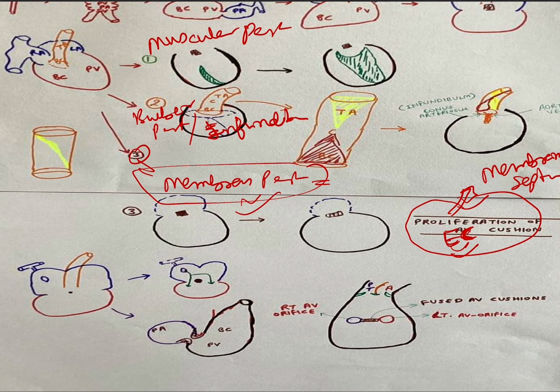This is the primitive ventricle attached to the bulbus cordis, and this bulbus cordis is draining blood to the truncus arteriosus. We are aware. Truncus arteriosus will form the future pulmonary trunk and aorta. Pulmonary trunk is anterior and aorta is posterior. I will explain it later. This is the right AV orifice and this is the left AV orifice, and this is the fused AV cushion.